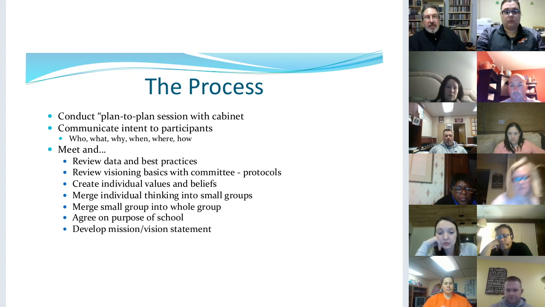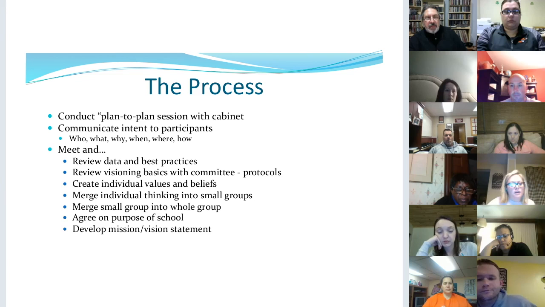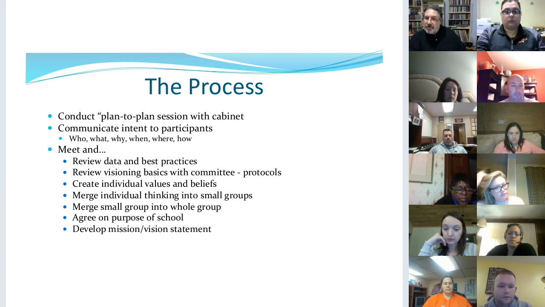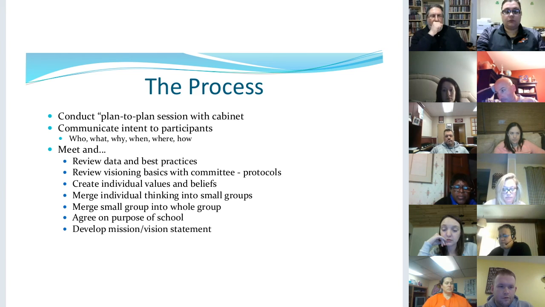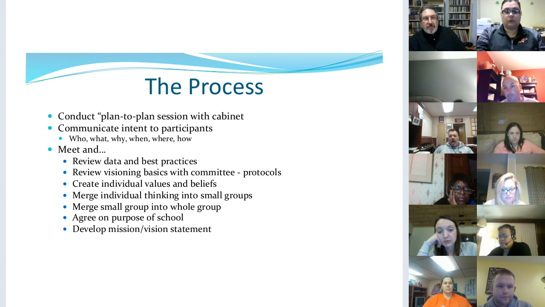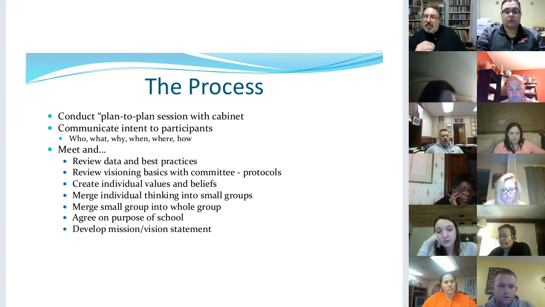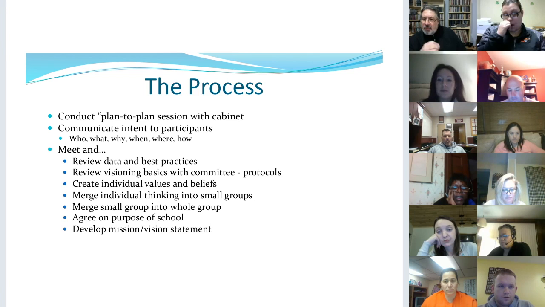Review the data and best practices, review the visioning basis with committees, talk about protocols for the meetings. We have a break, we're only going to meet for 90 minutes and then reconvene, whatever. Create individual values and beliefs, merge individual thinking into small groups, merge into whole groups, agree on a purpose of the school, and develop a mission and vision statement that's unique to your institution, unique to your organization.